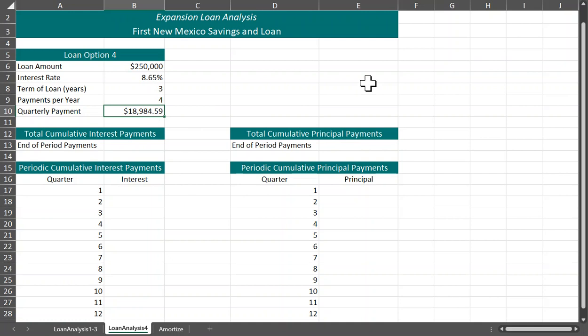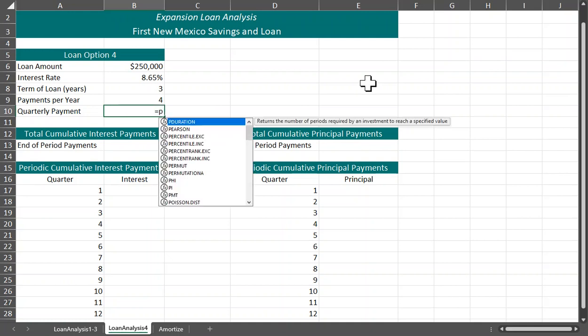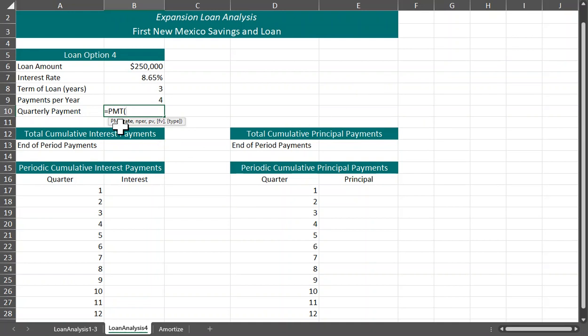So we'll just have a little review of actually doing the payment. So we'll do equal PMT. We have our rate, which is the B7 divided by the number of payments per year, which is B9, comma, and then we want to know the number of payments, which is really 12 quarterly payments. So we will type in B8 times B9, comma, and then you can see it's down here.